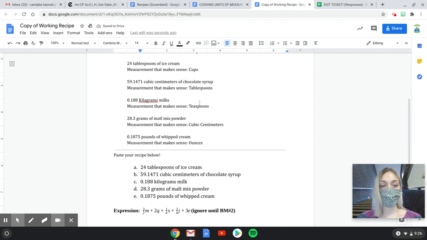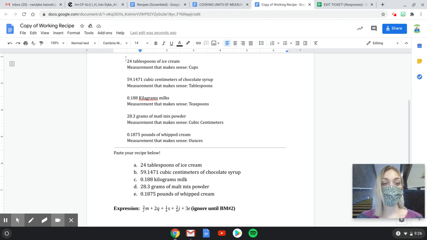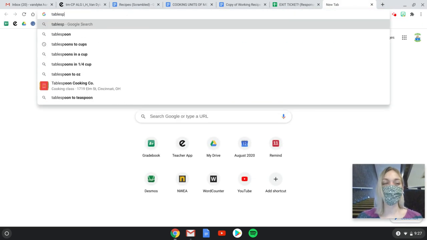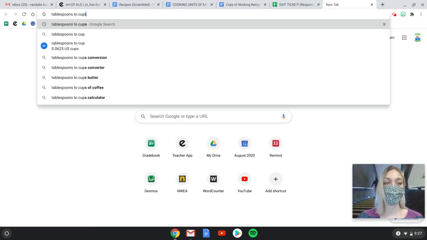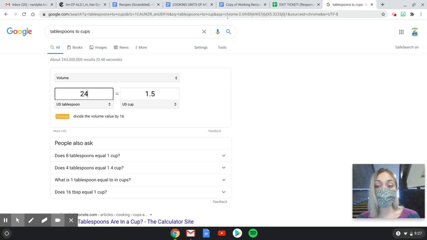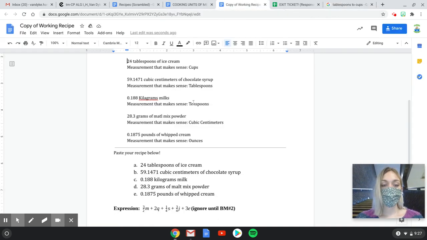So now we're going to look and we're going to start converting. So this person wants to put the 24 tablespoons of ice cream into cups. A measurement that makes sense is cups. So if you type in tablespoons to cups, and there were 24 tablespoons, that gives us 1.5 cups. So I'm just going to make a note here, 1.5 when I did my conversion.